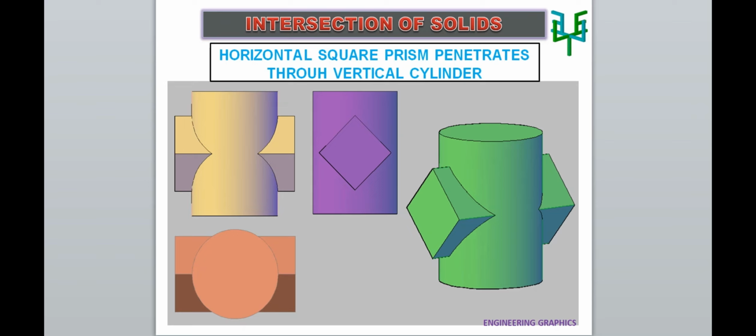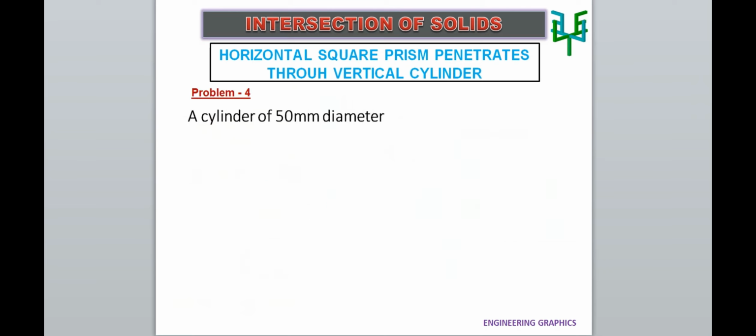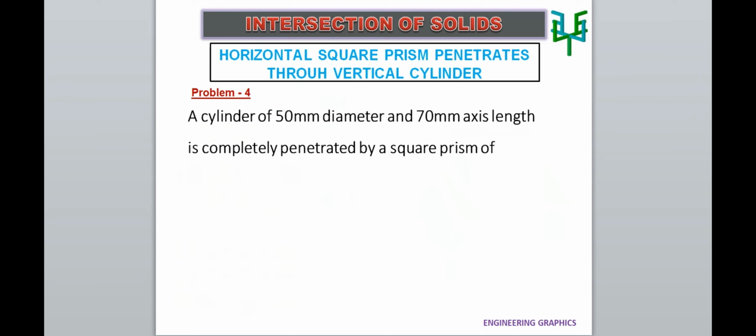In this video, we are going to discuss intersection of solids, in which a horizontal square prism penetrates through a vertical cylinder. Let us see the problem. A cylinder 50 mm diameter and 70 mm axis length is completely penetrated by a square prism of 30 mm sides and 70 mm axis, horizontally.